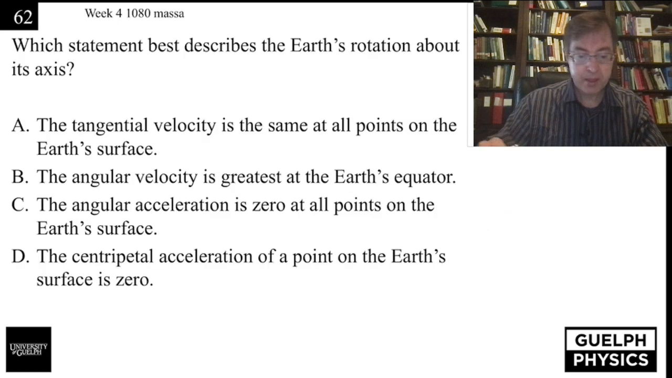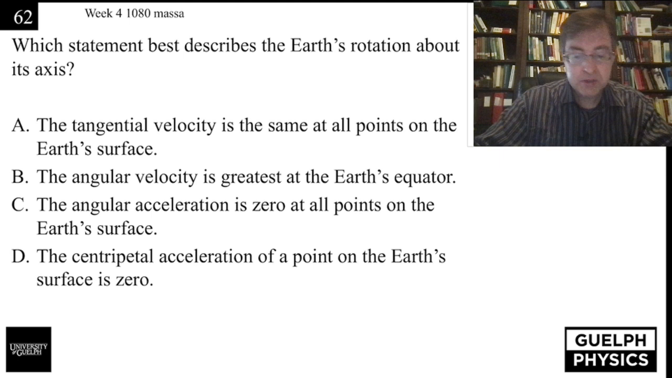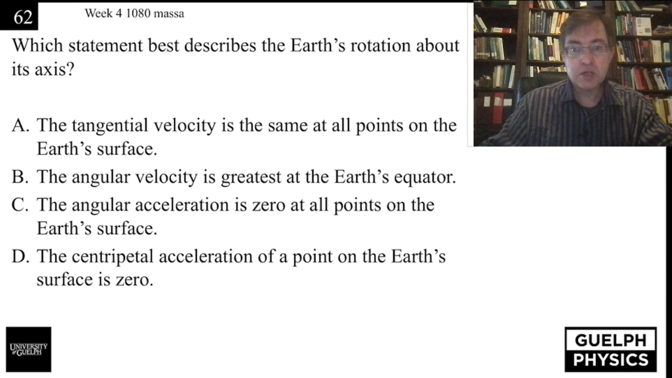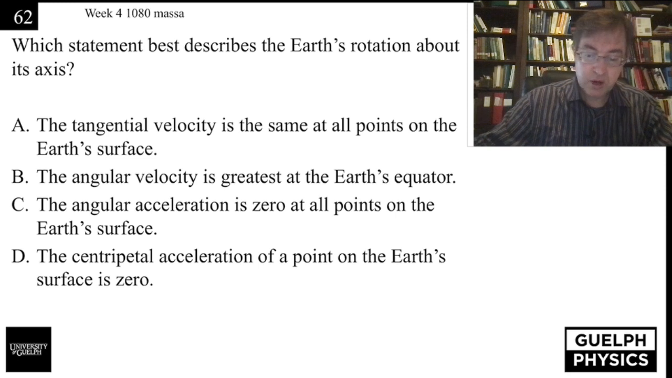Okay. Another problem. Which statement best describes the Earth's rotation about its axis? Okay. Tangential velocity is the same at all points on the surface. Angular velocity is greatest at the equator. Angular acceleration is 0 at all points on the surface. Centripetal acceleration of a point on the Earth's surface is 0. Okay. So let's first draw a picture of what's going on in this situation.